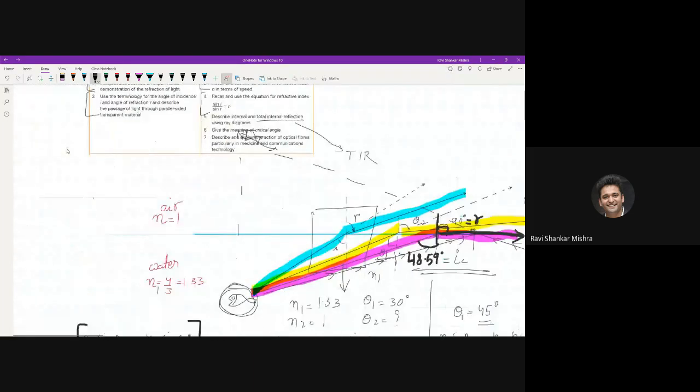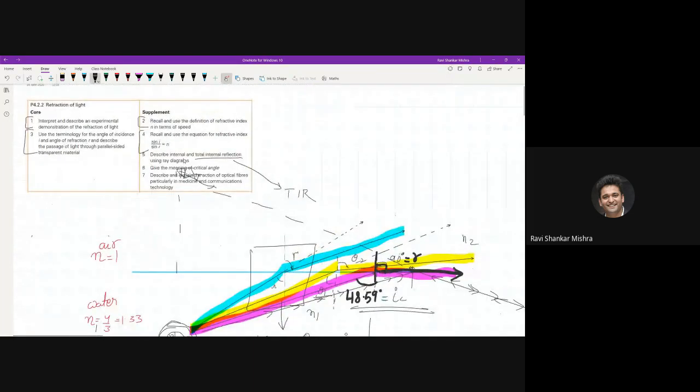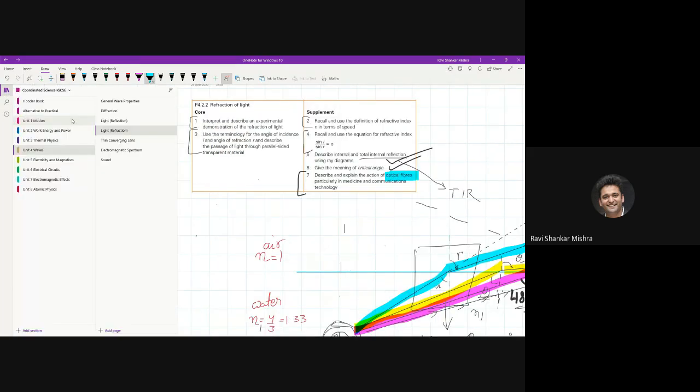So see, the critical angle is done. Total internal reflection is done. In the next class, we will take some examples of this critical angle, right? And we will study about the optical fiber. So we'll start from here. Okay. So that's it. Take care, everybody.